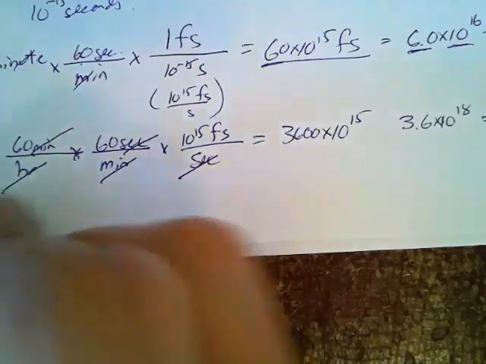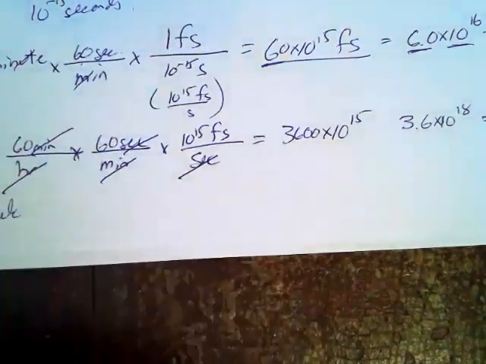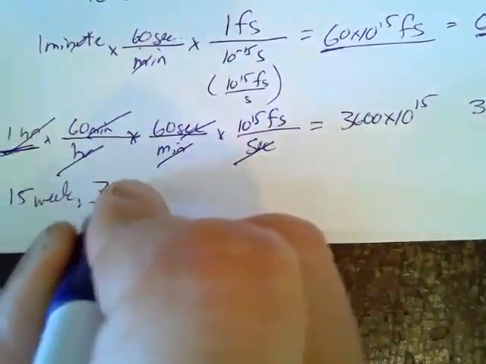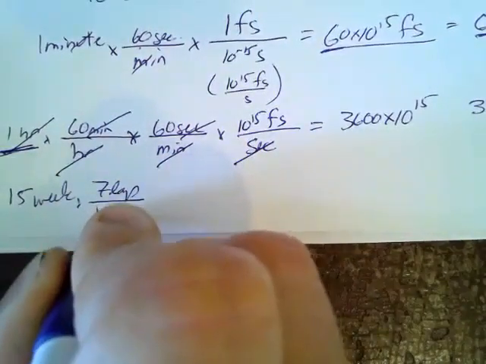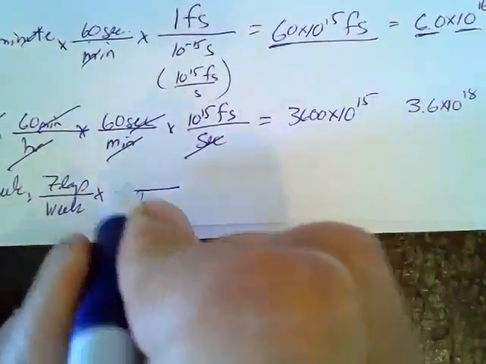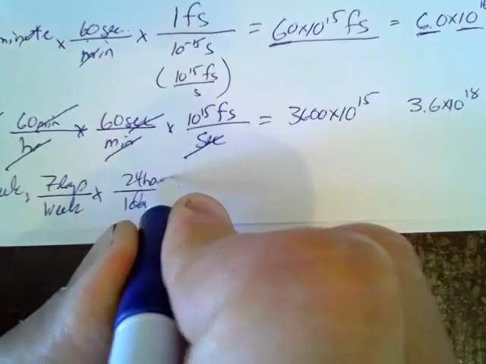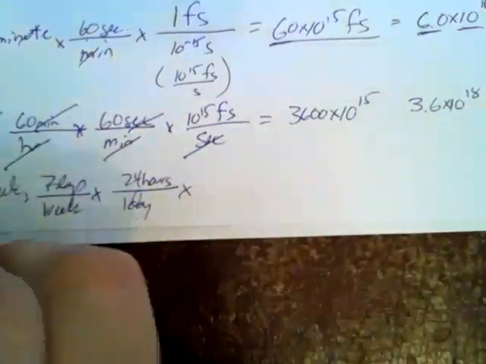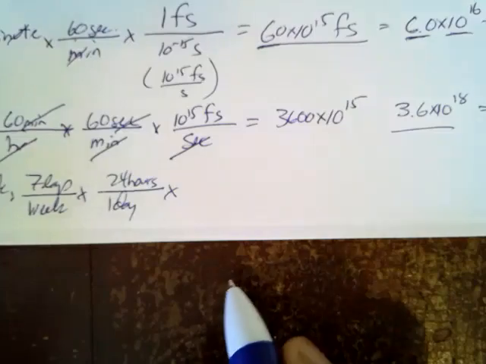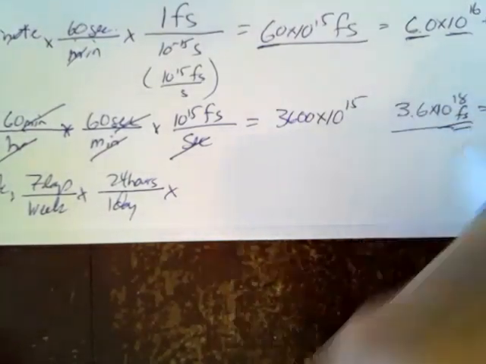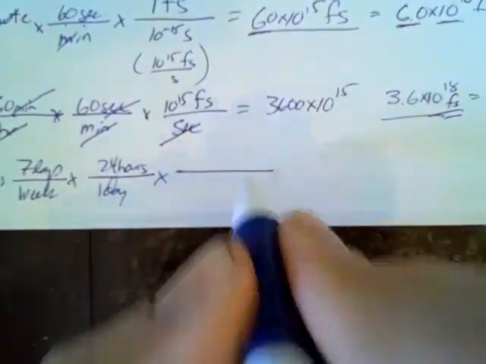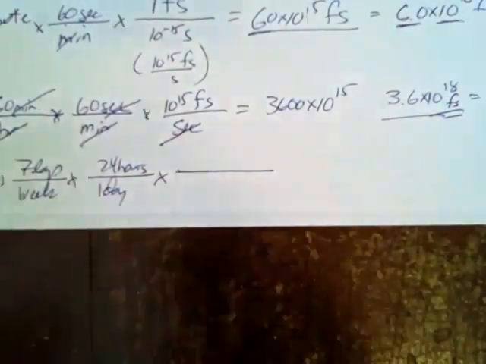Next one down, 15-week semester. So if we start with 15 weeks, we know that there are 7 days in a week. 1 day has 24 hours. Now at this point, because we've just worked out 1 hour is 3.6 times 10 to the 18th femtoseconds. Sorry, I should have the units there.